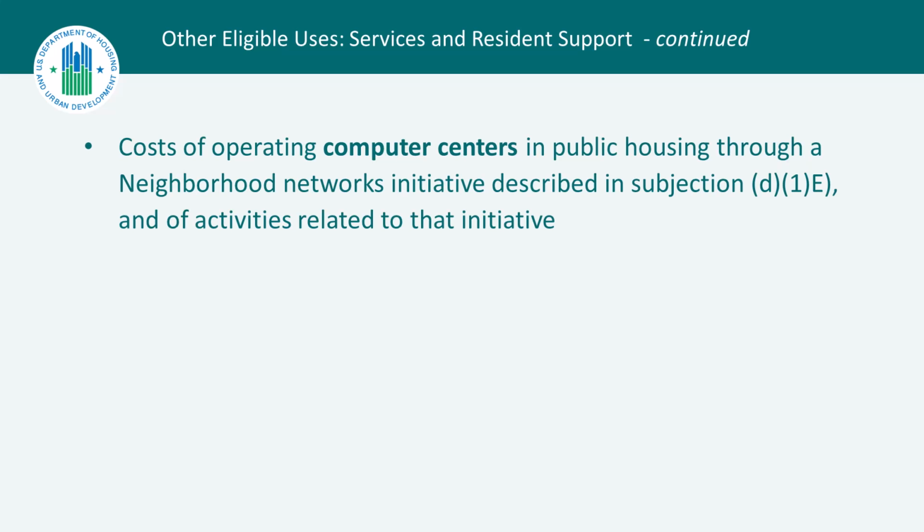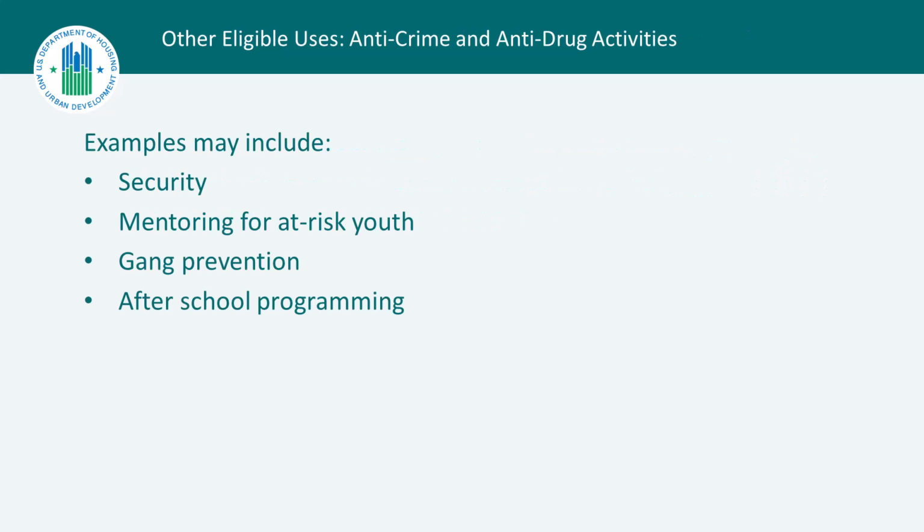PHAs may use operating funds to operate neighborhood network centers that provide residents with access to computers and the internet, computer training, and services to help residents achieve long-term economic self-sufficiency. While this use unsurprisingly encompasses the cost of security at the public housing development, it also covers anti-drug programs for youth, mentoring programs, gang prevention programs, after-school programming, and partnerships.